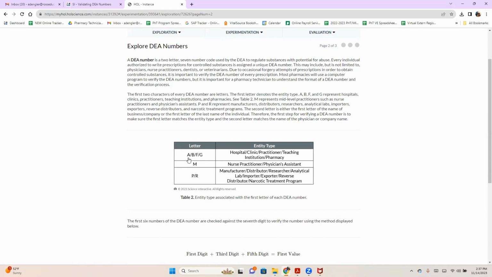If the DEA number starts with A, B, F, or G, it's either a hospital, clinic, a practitioner, so like a doctor, teaching institution, or pharmacy. So yes, pharmacies do have their own DEA number because we distribute narcotics. So of course we have to have one. P and R are manufacturers, distributor, researcher, analytical lab, importer, exporter, reverse distributor, or a narcotic treatment program.